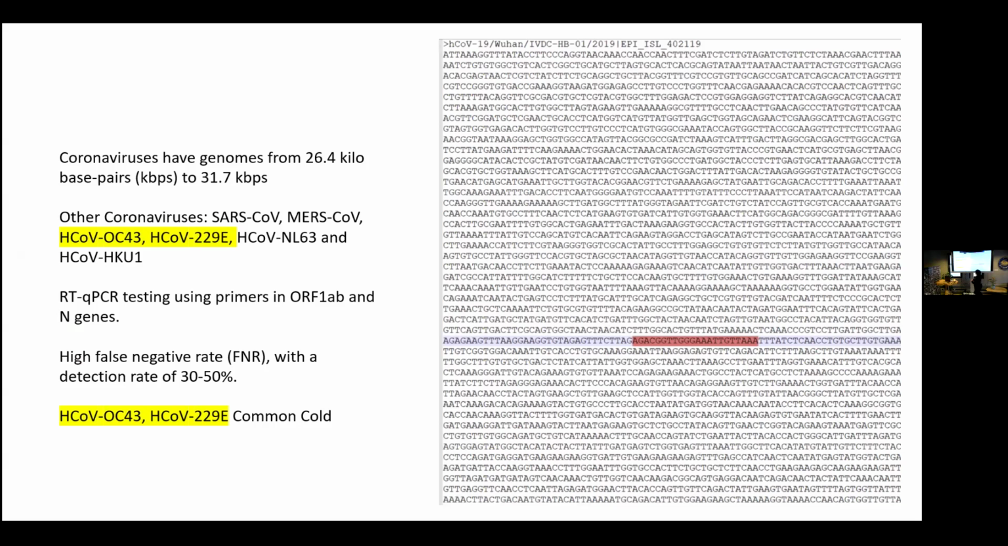When the COVID-19 pandemic started, there was a big problem because it was very difficult to distinguish between the different coronaviruses. There are 7 coronaviruses, of which 2 are the common cold. So people will go to the hospital and show symptoms, but how do you differentiate common cold from COVID-19? That was one of the problems.